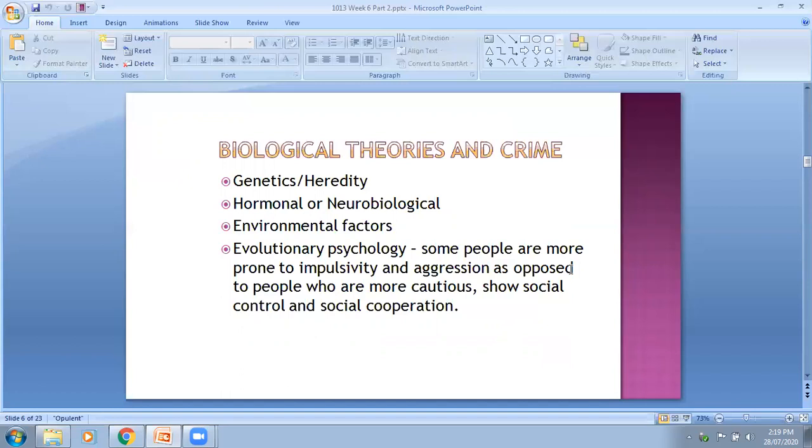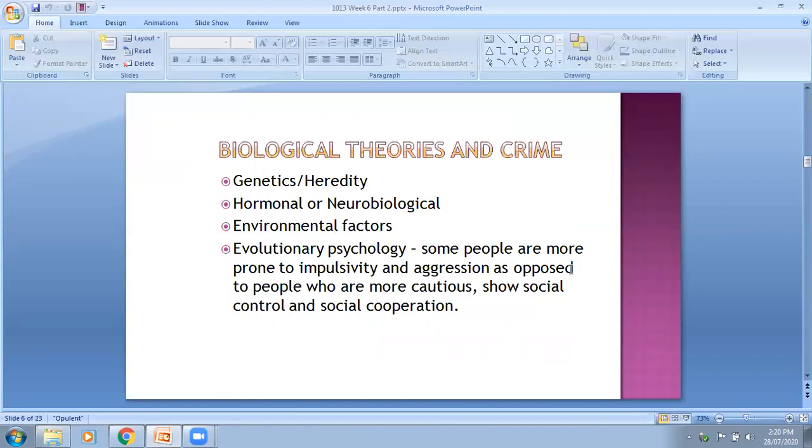So hormonal or neurobiological, these are things that happen in your brain, such as serotonin, dopamine, and others. These are the things that make you feel good, things that make you come down, things that make you go to sleep, things that make you go up. Environmental factors, where do you live? What's going on around you that can affect you as an individual?